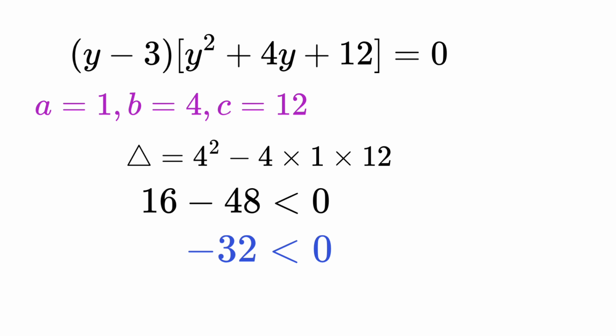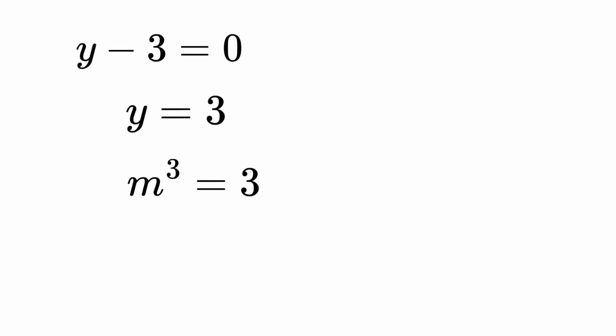We get complex imaginary roots, so we have got only one real root, that is y minus 3 is equal to 0. Y is equal to 3. But y is equal to m cube. M cube is equal to 3. M is equal to the cube root of 3. Yes, we are done.